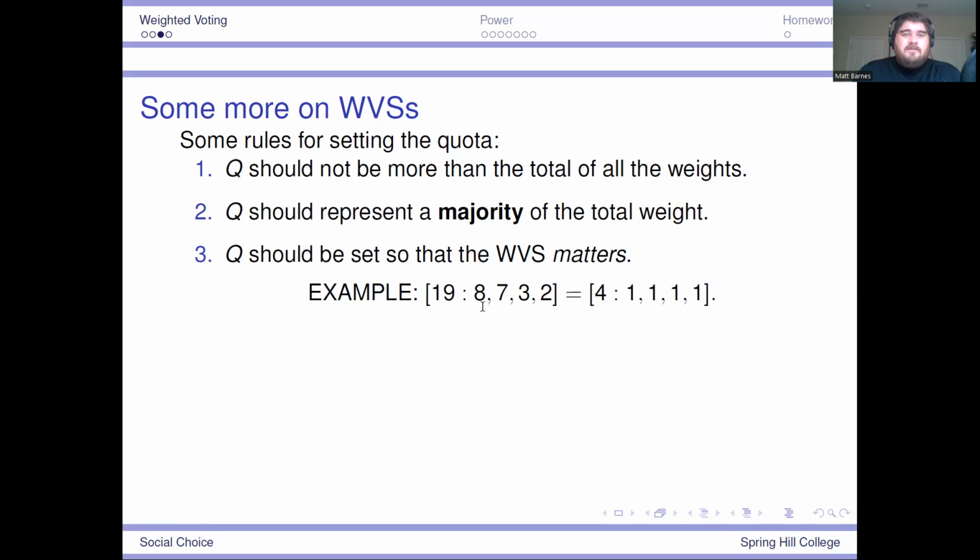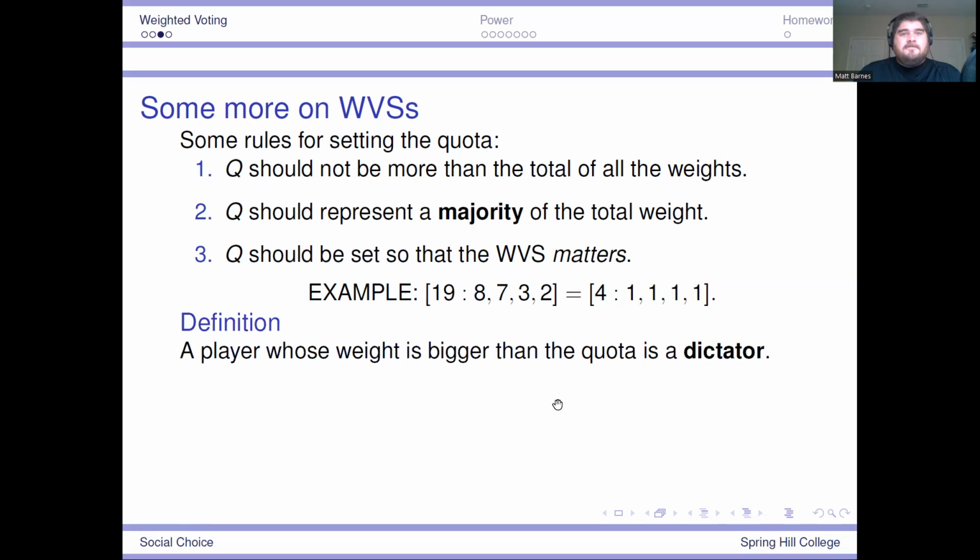So really, having this person have 8 total votes and this last person have 2 total votes doesn't mean anything, because the only way something's going to pass is if all 4 people vote yes. So really, that's the same as this system here, where we have a quota of 4 and each player has a weight of 1. So in this weighted voting system, it looks really complex, but really all we're doing is disguising the fact that in order to pass something, we need everybody to say yes. So a couple more terms to look at.